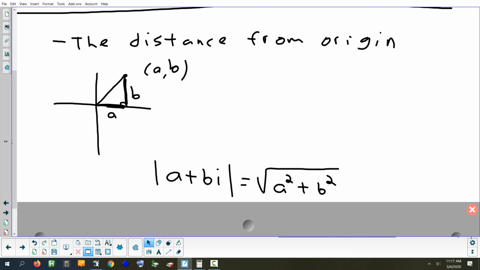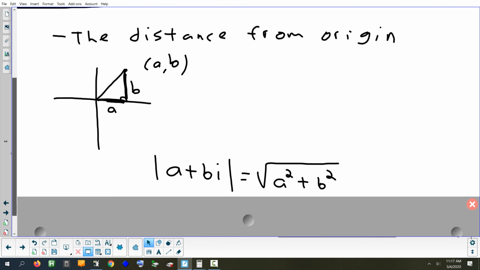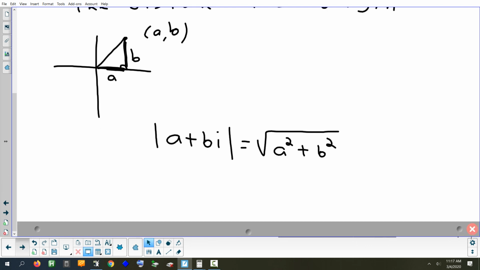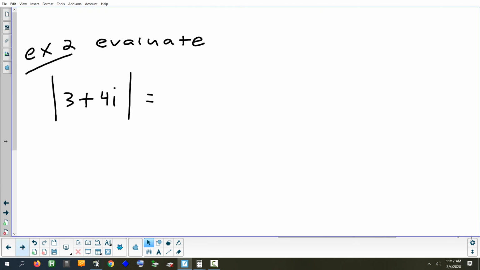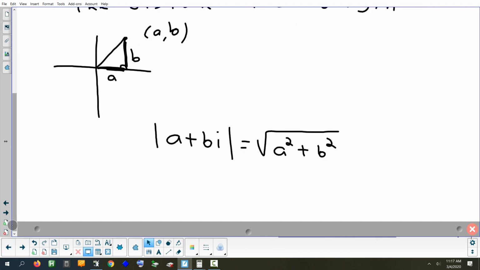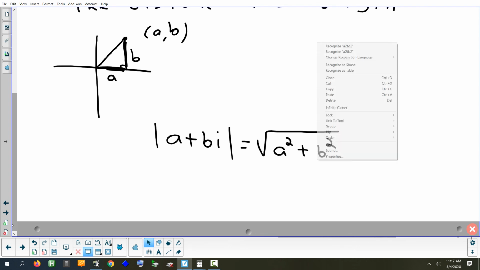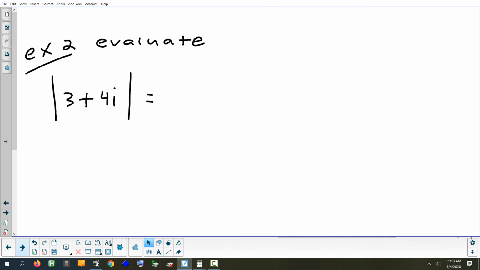And so will this. So we're kind of building towards it. So let's find the absolute value of 3 plus 4i. To go back to the formula: real part squared plus imaginary part squared, take the square root. Okay, what's the real part here? 3. So square it. So that's one side of your triangle.